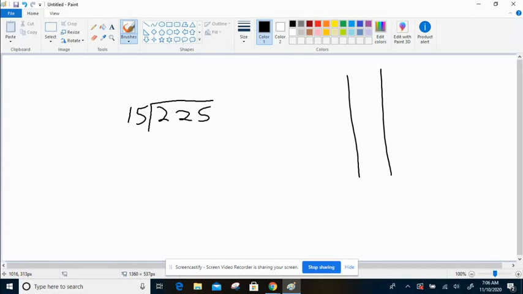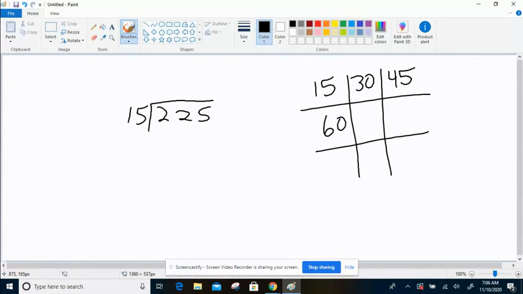I need to make a tic-tac-toe chart for 15. So we've got 15, 30, 45, 60, 75, 90, 105, 120, and finally 135. Okay, so we're going to start just like normal. We're going to start by dividing.